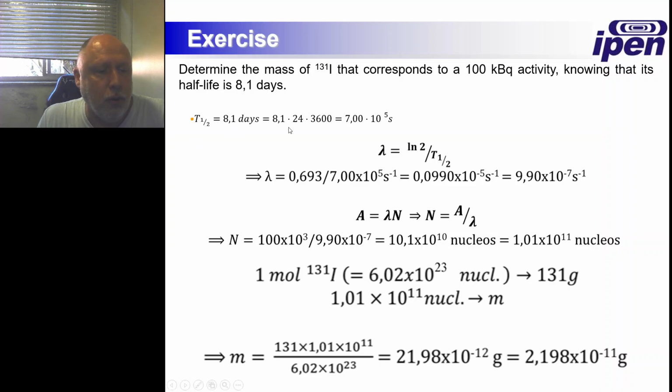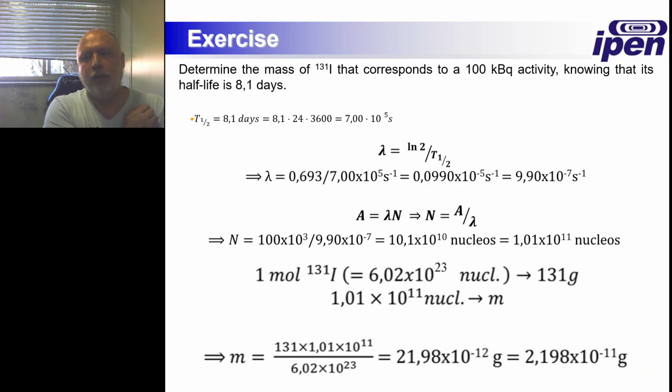Another question here, I'll let you follow this one up. Now the idea is to know the mass of iodine-131 that corresponds to a 100 becquerel activity. You see that it is 10 to the minus 11 grams. So I told you it's very, very small amounts. Okay, and that is the end of this class.